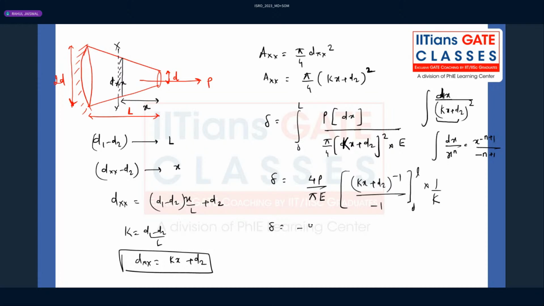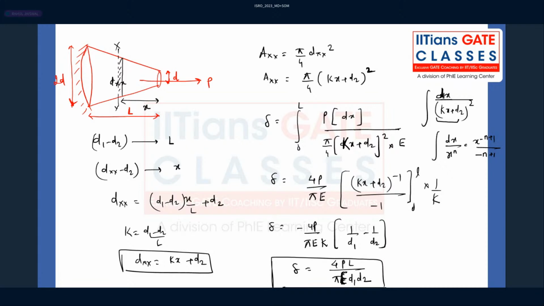So delta will be minus 4P divided by pi E into k, into (1 upon d1 minus 1 upon d2). So delta can be written as 4PL divided by pi E d1 d2. This will be the final formula. Here I have replaced k with (d1 minus d2) by L and simplified. There's one more step, but I have directly noted down this step.